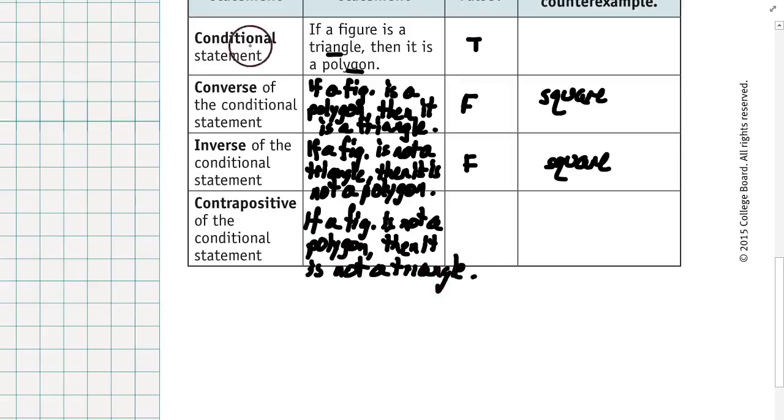Comparing to the original conditional sentence that started this all off for us, we have interchanged the idea about being a triangle and a polygon, and we've put the word not into the sentence. Let's think about whether this is true. If a figure is not a polygon, so if a figure doesn't have the straight sides that all connect together to make corners, then it is not a triangle. That is true.